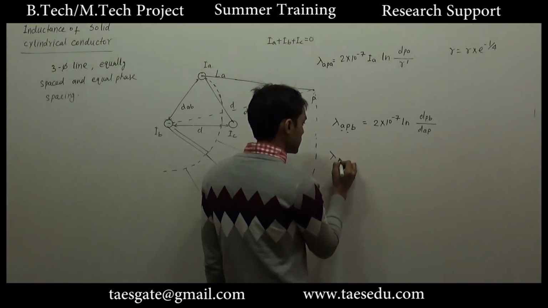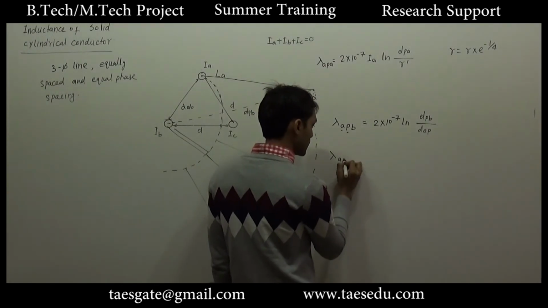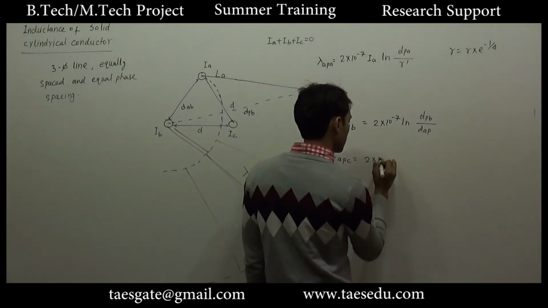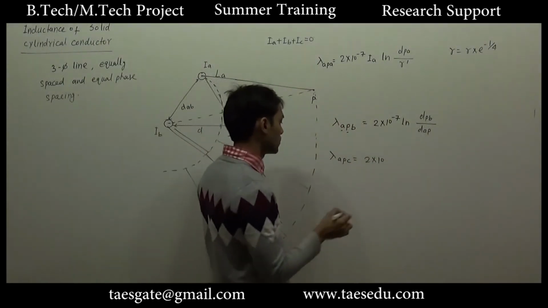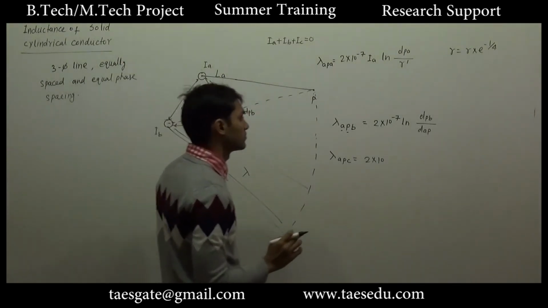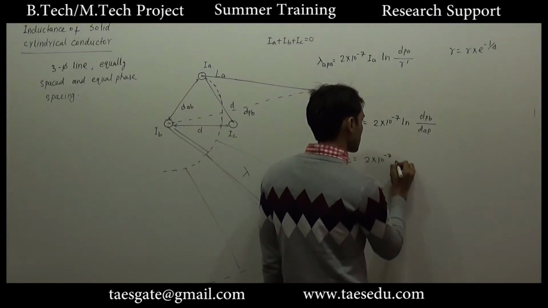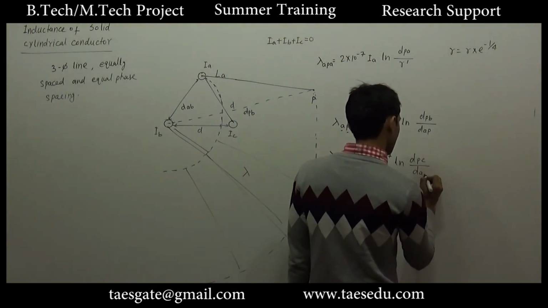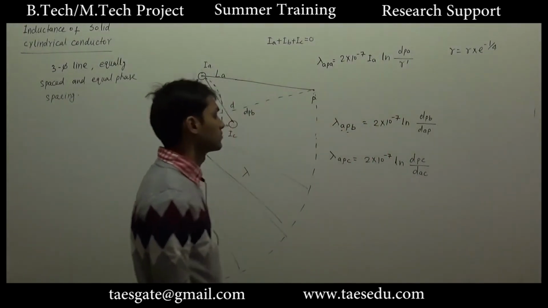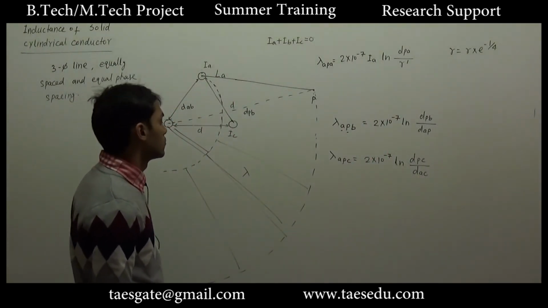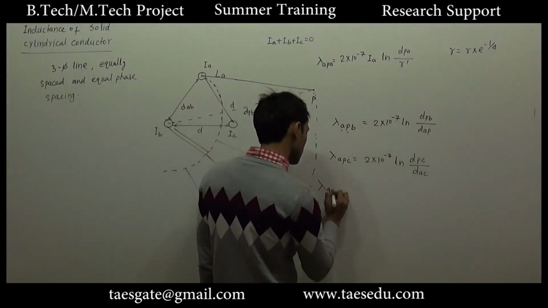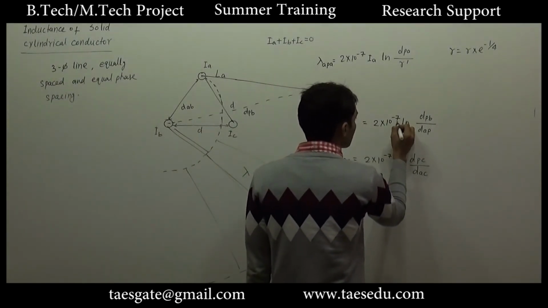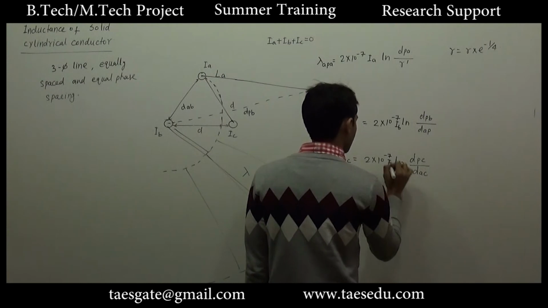Similarly, flux linking to A due to current in C, which is confined up to point P. We are not calculating total flux. All these flux are confined up to point P only. Ln dPC divided by dAC. Okay, so what will be the total flux which is linking to A? Summation of these three flux, and obviously current IB will be here and current IC is here.